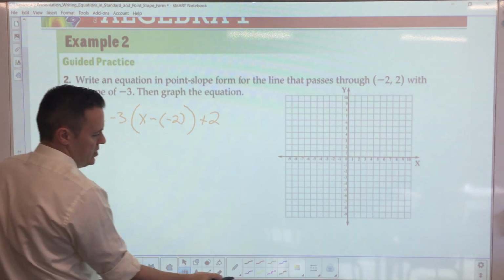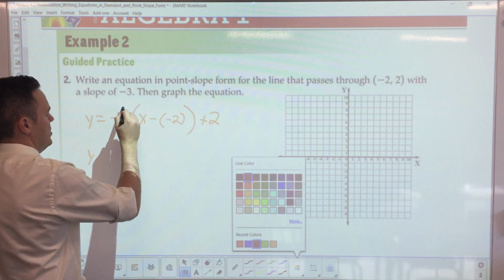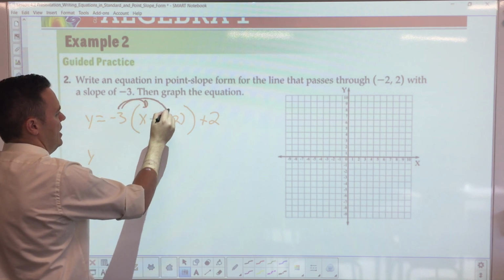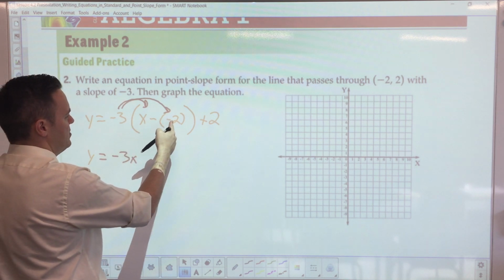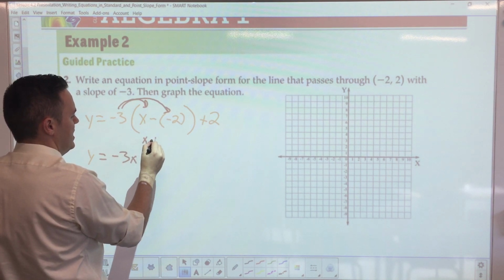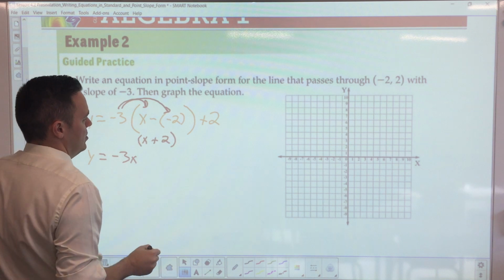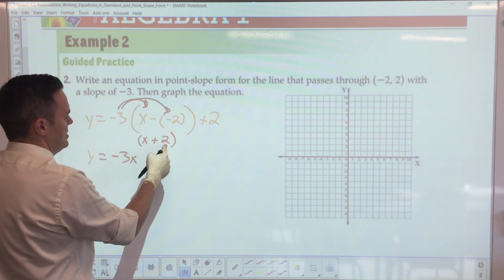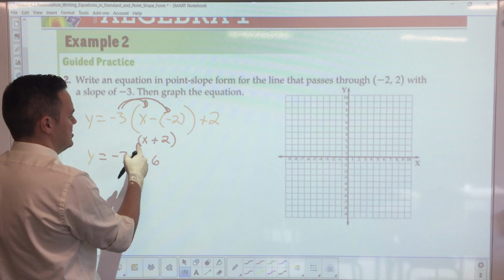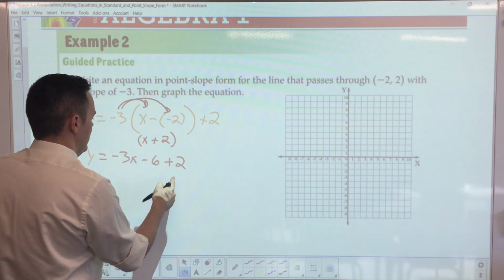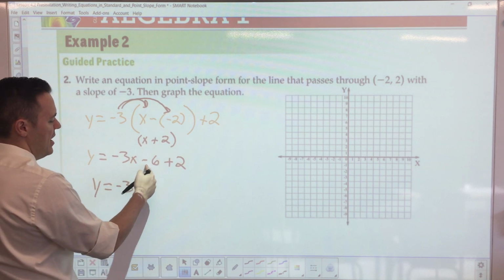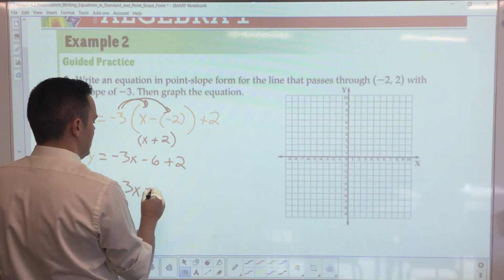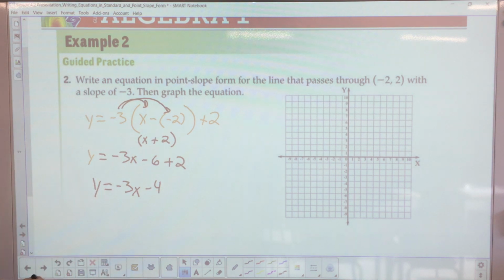So you distribute, right? When you distribute the negative 3 into here and into here, y equals negative 3x. Negative negative is what? This is going to be x plus 2. Negative 3 times positive 2 is what? Negative 6 plus 2. Combine the like terms. I'm going to get y equals negative 3x, and then that is going to be minus 4. Hopefully you guys see that.